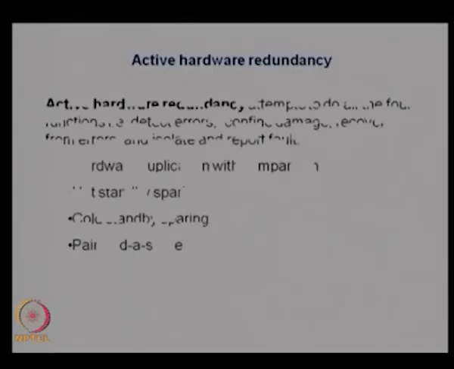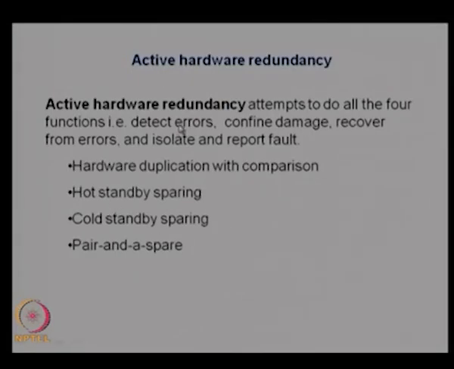In active hardware redundancy, we will try to identify the source of error, declare the error, report the error, and then mask the error. Then we carry out all the other operations like reporting, damage confinement and recovery. Those things will be carried out once we declare the error and identify the source of error. That is active hardware redundancy, and it will do all 4 functions: detect errors, confine damage, recover from errors, and isolate and report faults. So all these 4 functions need to be carried out in active hardware redundancy.